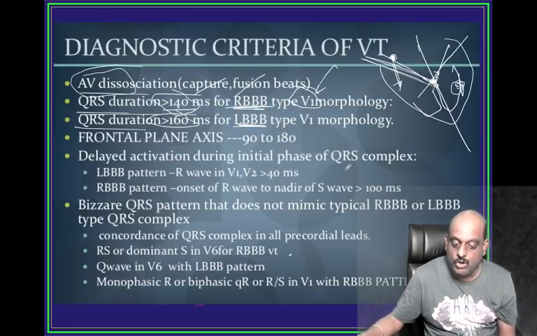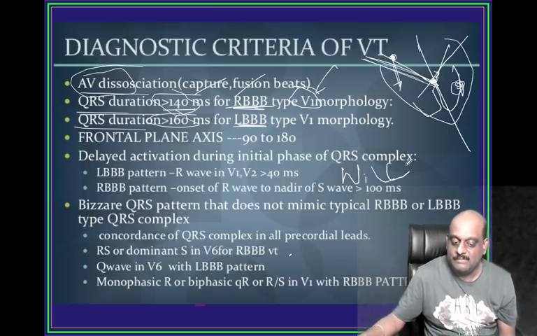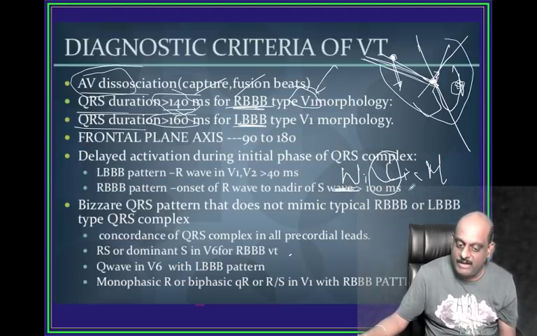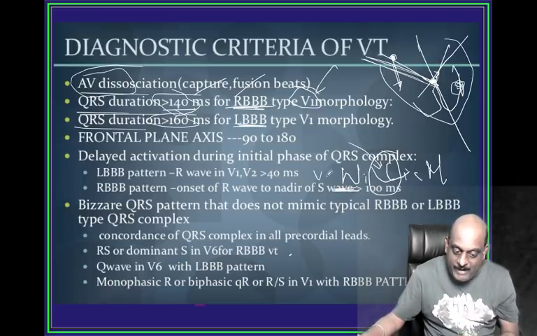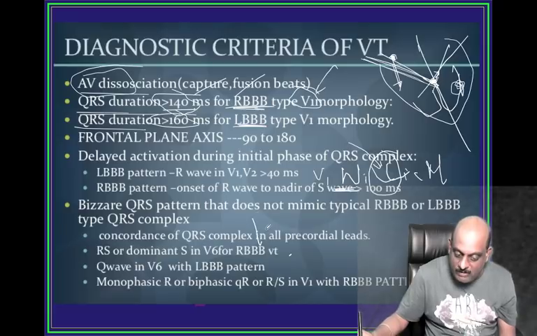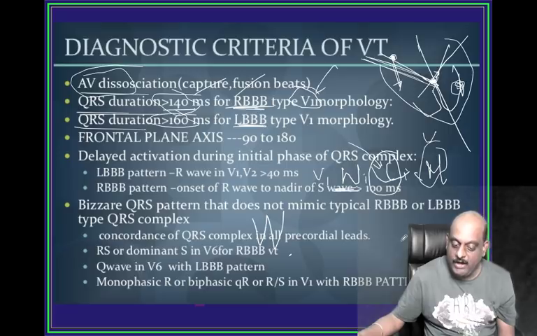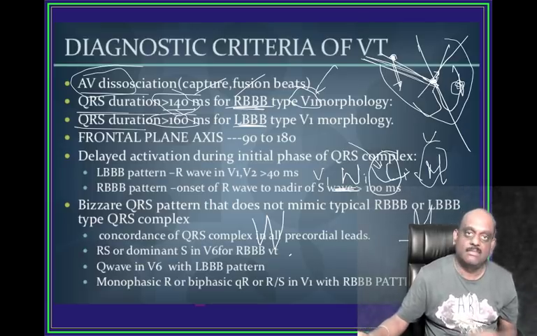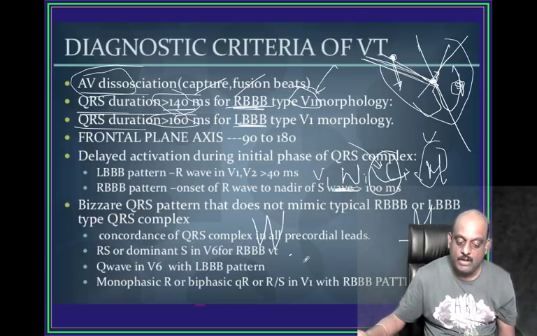Right, doctor? So, you know, no? William Marrow. That means, whenever there is a LBBB, in the lead V1, QRS will be like W, and V6 it will be like M. William means left bundle branch block. Marrow.